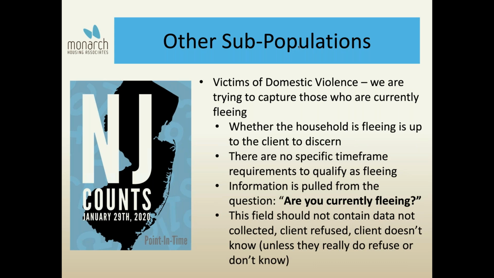For victims of domestic violence, we're trying to capture those who are currently fleeing. So whether the household is fleeing is up to the client to discern. There are no specific time frame requirements to qualify as fleeing. Information is pulled from the question, are you currently fleeing? So this field should not contain data not collected, client refused, client doesn't know, again, unless they really do refuse or really don't know.